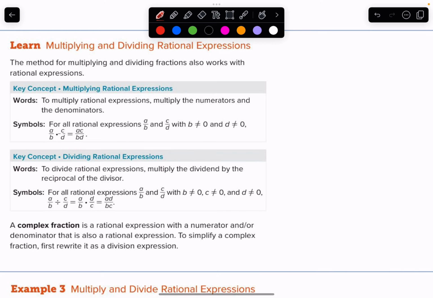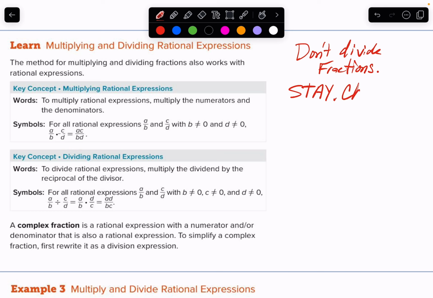Now, dividing. Okay. The method for multiplying and dividing fractions also works with rational expressions. You don't divide fractions. Stay, change, flip. Stay the first fraction, change the sign to multiply, flip the other fraction over. That's how it works. Okay, you can see that down here.